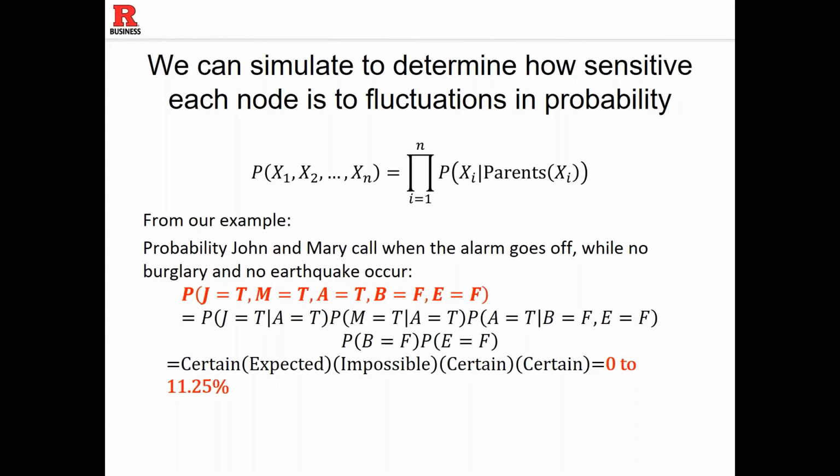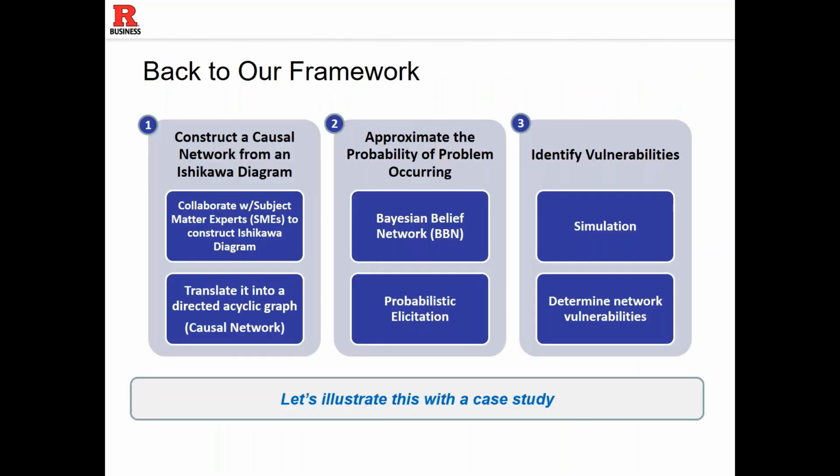So we're going to illustrate this framework with a case study, going from step 1, 2, and 3. I just wanted to reintroduce the framework. We construct the Ishikawa diagram and a causal network in step 1. In step 2, we apply the Bayesian Belief Network probabilistic approximation method, and then we'll use that to simulate. So I'll work through a case study, which is the one we actually worked through in an academic exercise for this paper.